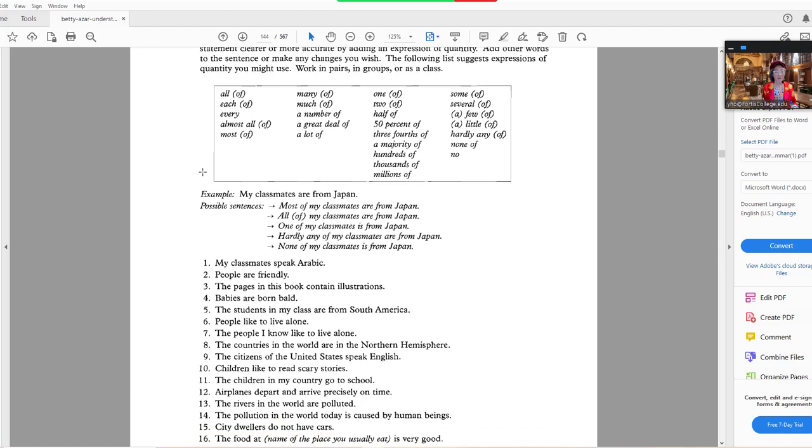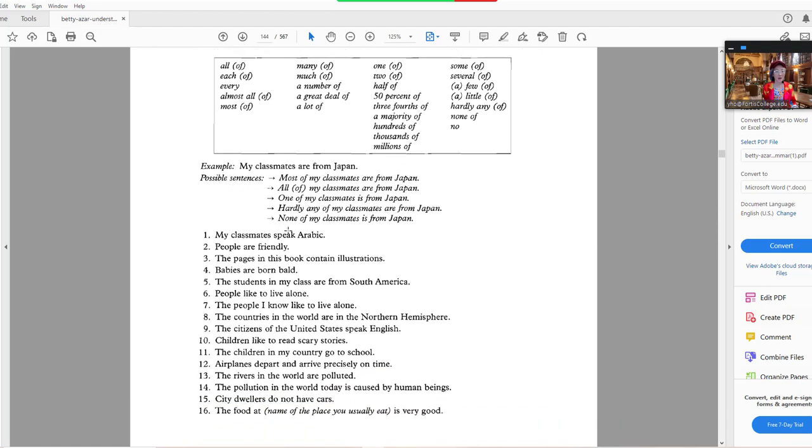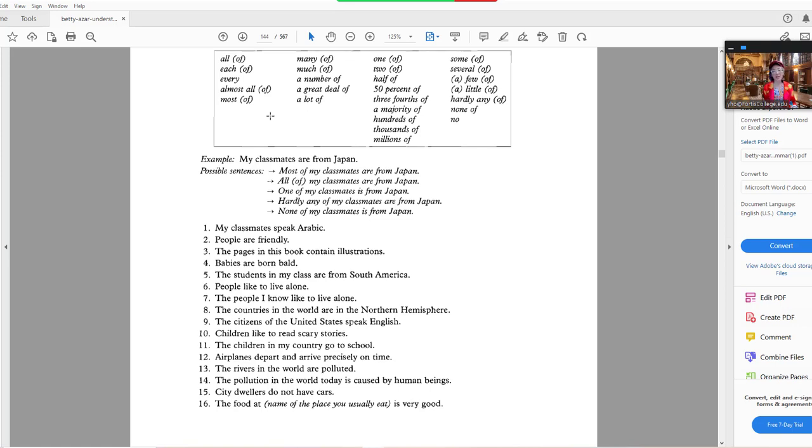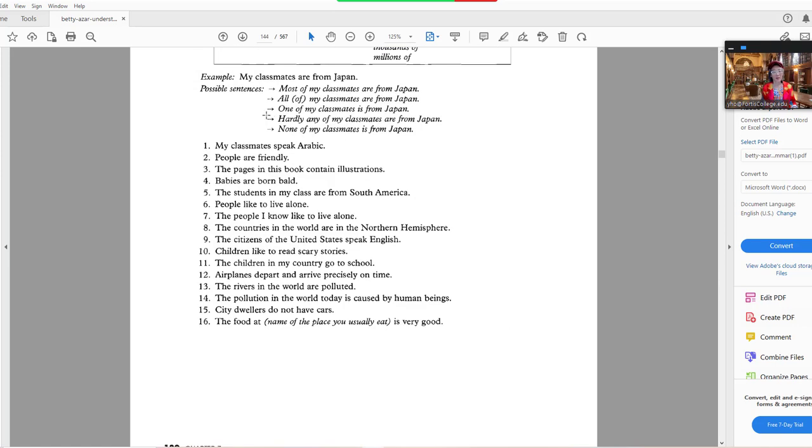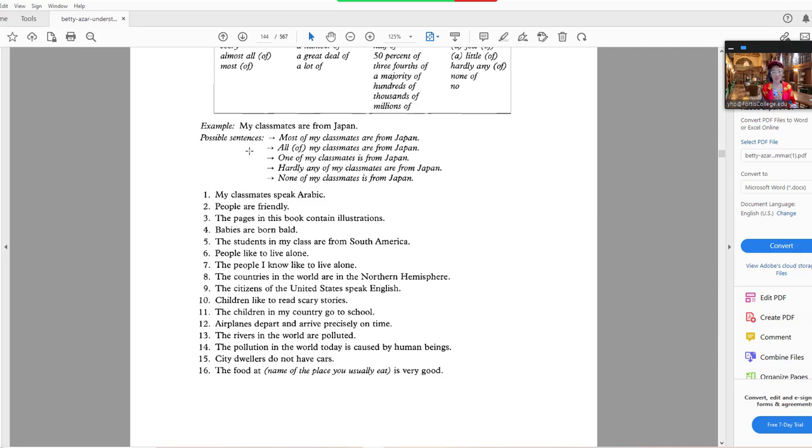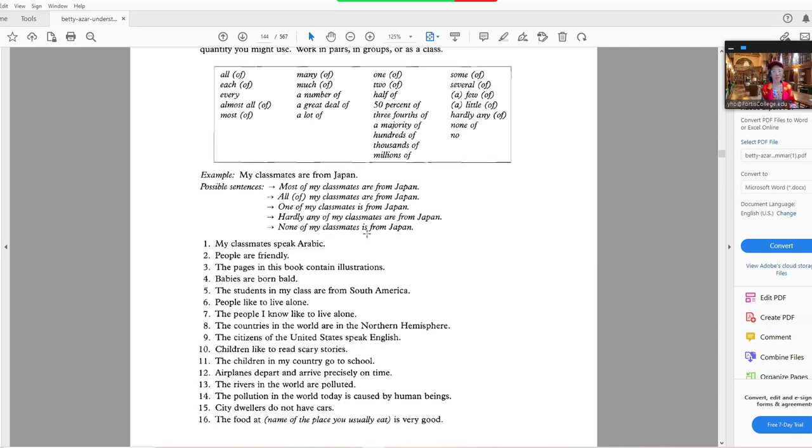And so here, my classmates speak Arabic. So here you have to know when you can use of and when you can't use of. My classmates, all of my classmates speak Arabic. Most of my classmates speak Arabic. All of the people are friendly. One of the people are friendly. So that sort of thing. So it's just practice using these expressions.